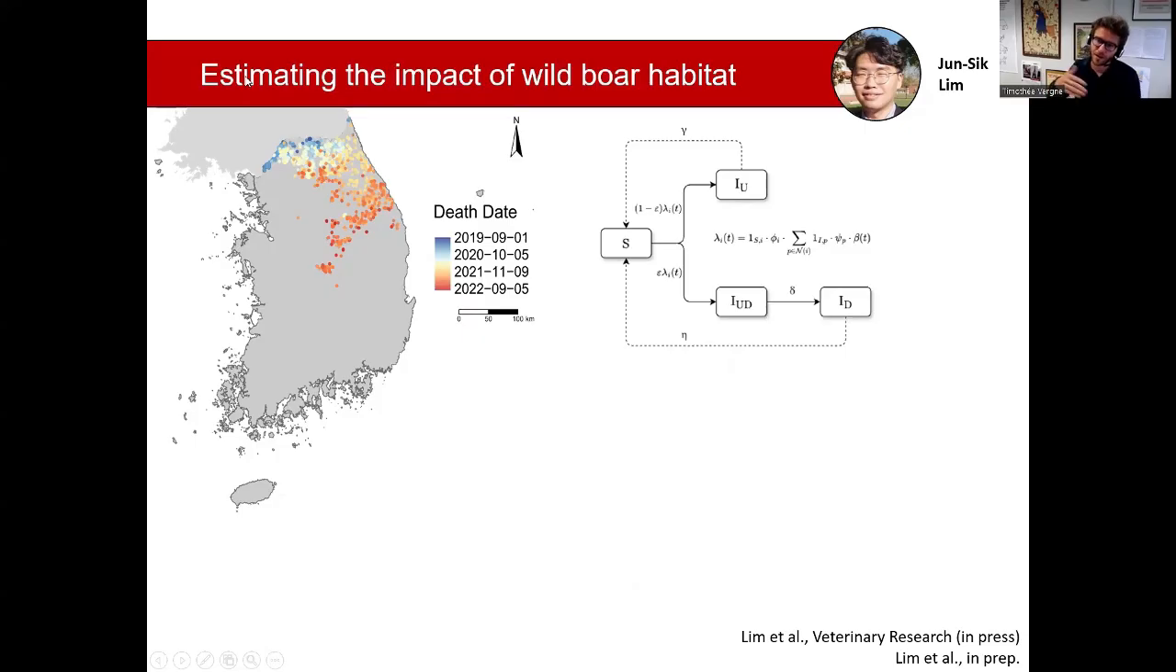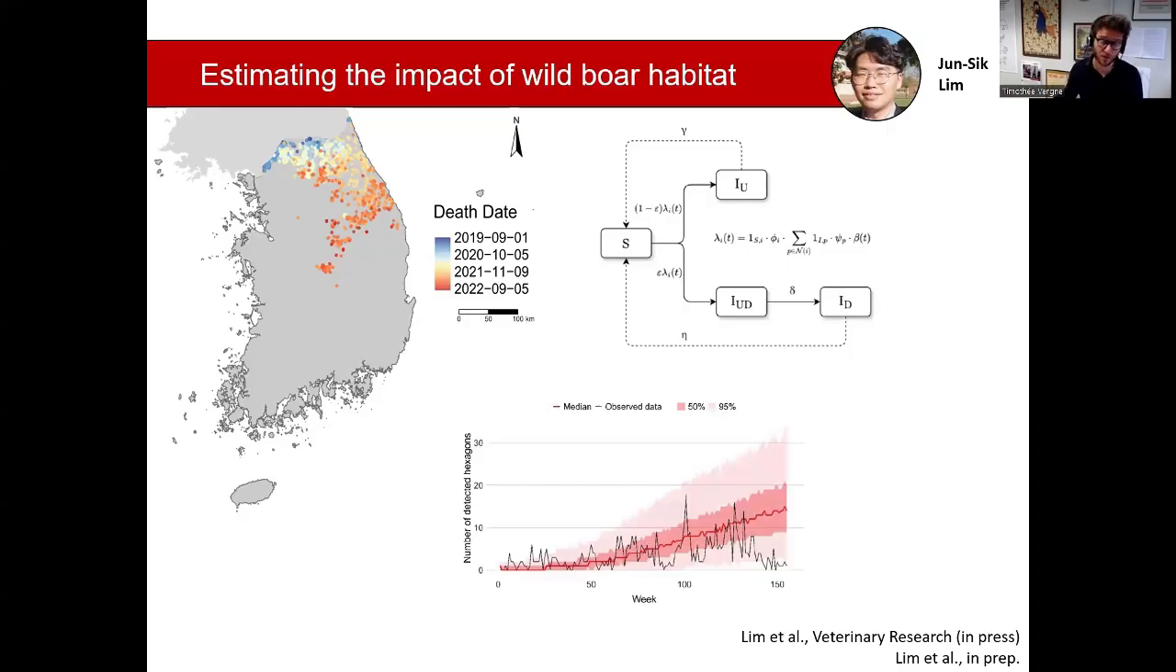And so for this, Junshik used, sorry, not HPAI, but African swine fever data from 2019 to 2022. Again, it was based on Brandon's model. So it was a development of Brandon's model. It was a space-time mechanistic model. I will not go into the detail, but the model was fitted to the observed data, spatially and temporally.